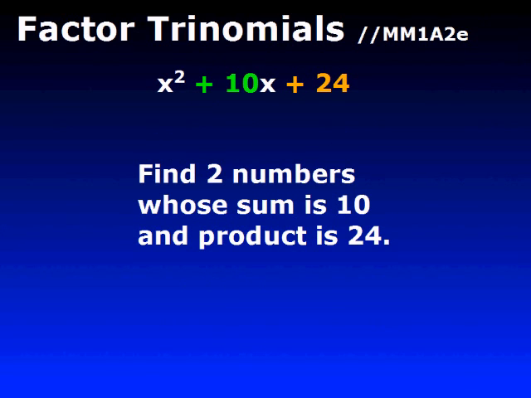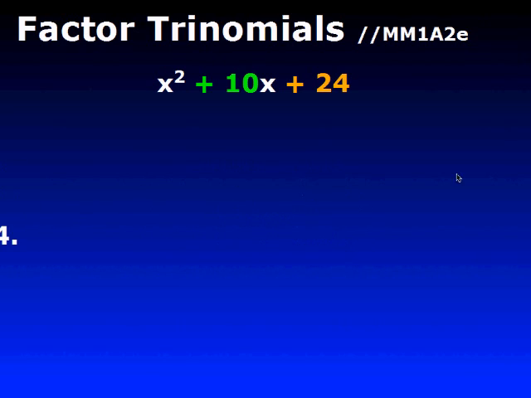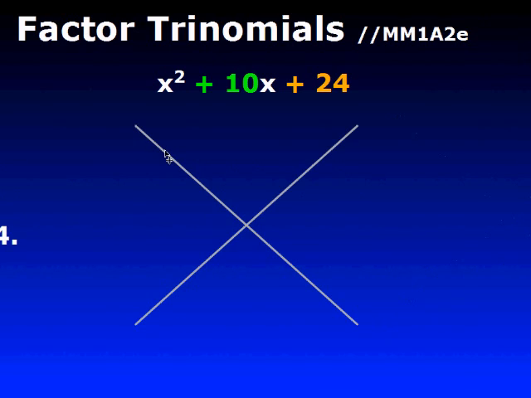Let's look at one other example here. Slightly larger numbers, x squared plus 10x plus 24. This time we want to find 2 numbers whose sum is 10 and product is 24. Let's go for it. Bringing in our x, place the 10 up here, and the 24 at the bottom. And to repeat my previous explanation, we want 2 numbers that add to be 10 and multiply to be 24.